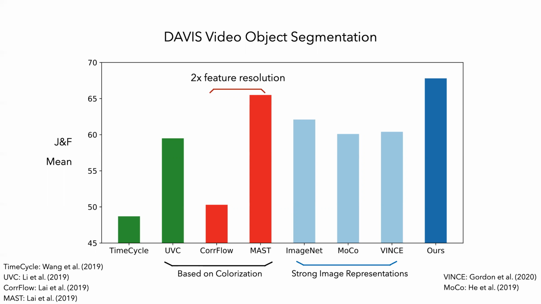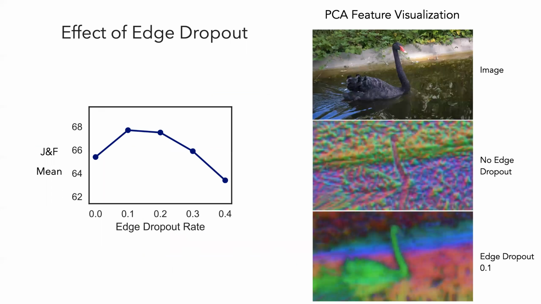Quantitatively, we find that despite its relative simplicity, our model outperforms existing self-supervised approaches, including state-of-the-art approaches based on colorization, as well as approaches that use higher resolution feature maps. Our approach also outperforms strong image-level representation baselines, including networks trained on ImageNet with strong supervision, or methods trained with MoCo, which is a state-of-the-art self-supervised contrastive learning approach. Indeed, we find that edge dropout leads to improved performance on object-centric correspondence. And when we visualize features that are actually learned with edge dropout, we can see that they're more smooth within segments of objects.